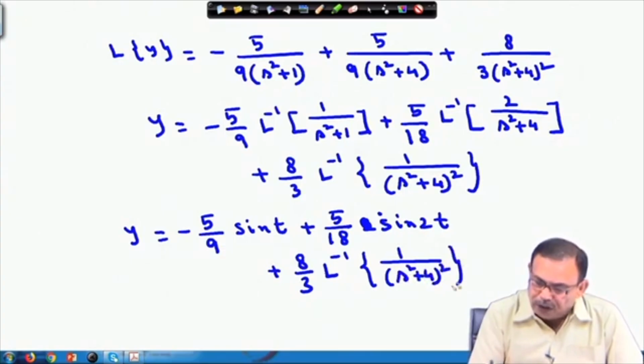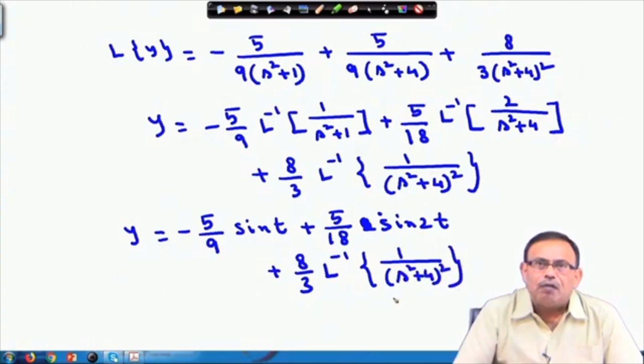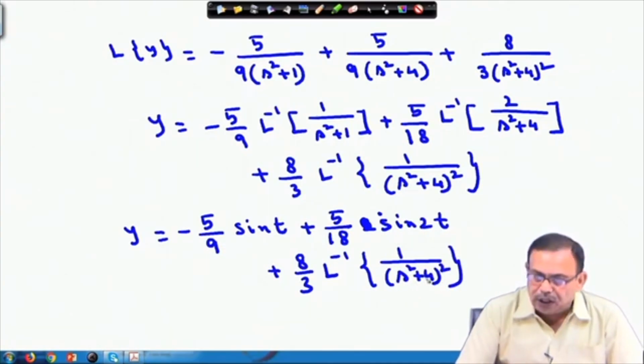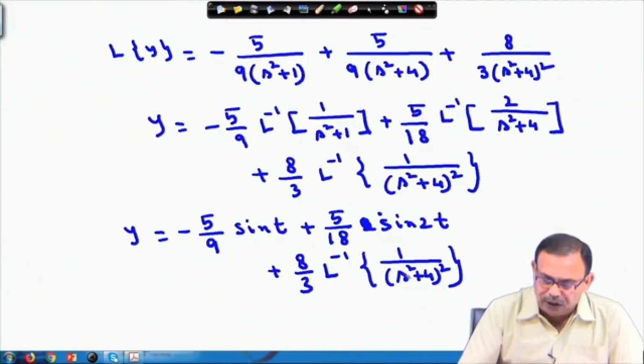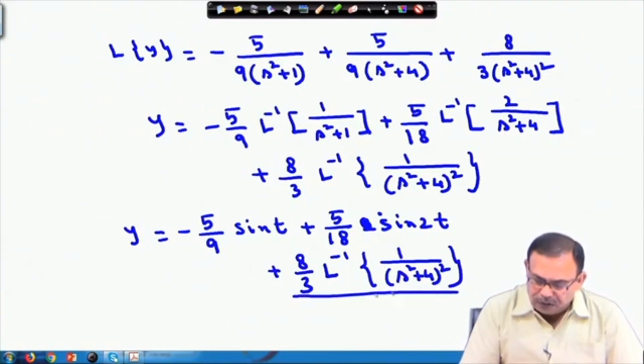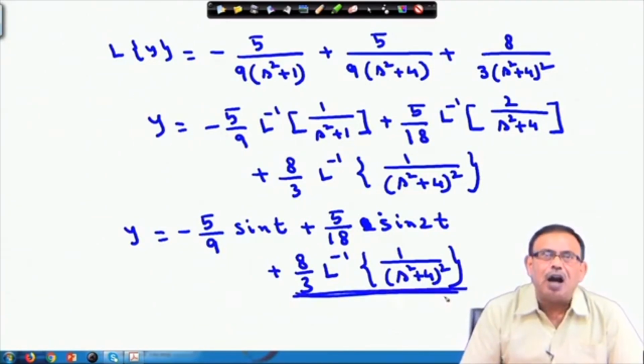Now I have to find the Laplace inverse of this, for which I cannot tell directly what the Laplace inverse is. But I think we have solved this type of problem earlier. I hope using convolution we can find the solution very easily. So, now we will find the Laplace inverse of this at first.